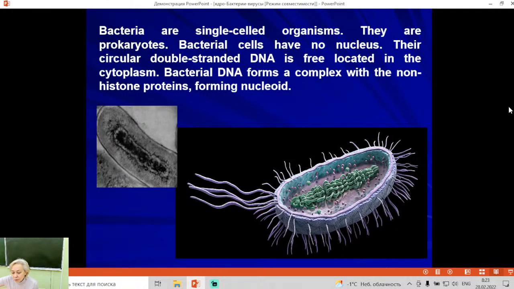And you see on this slide, bacterial DNA forms a complex with non-histone protein, forming a nucleoid. So in the center of the bacteria, you can see the nucleoid. It's an electron micrograph of bacteria and you can see the nucleoid in the center. The nucleoid consists of DNA, the double-stranded circular DNA of bacteria, and non-histone proteins.